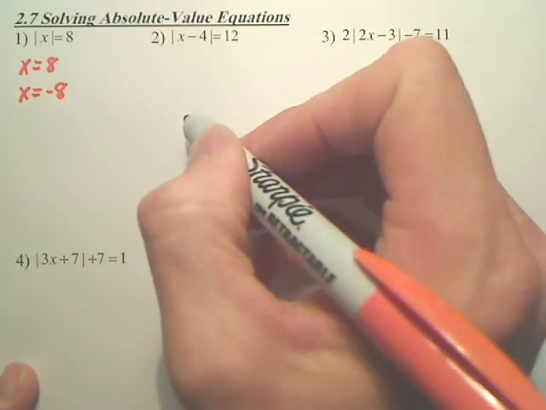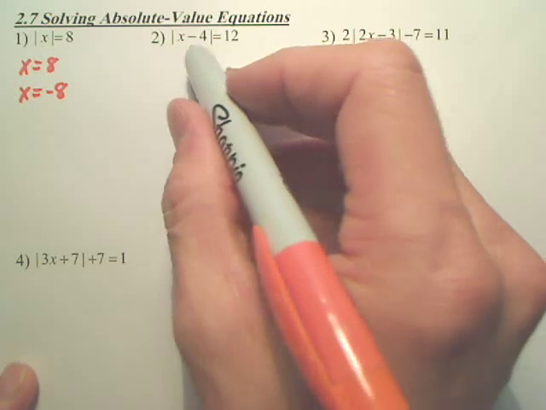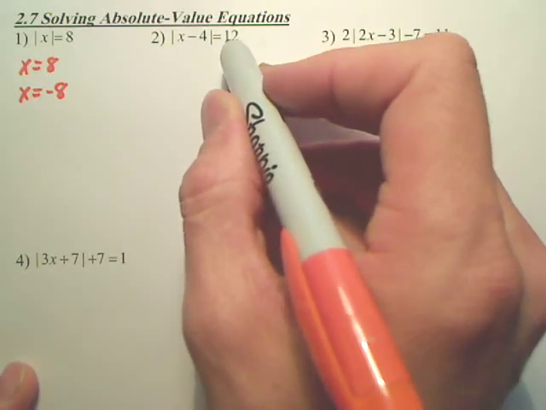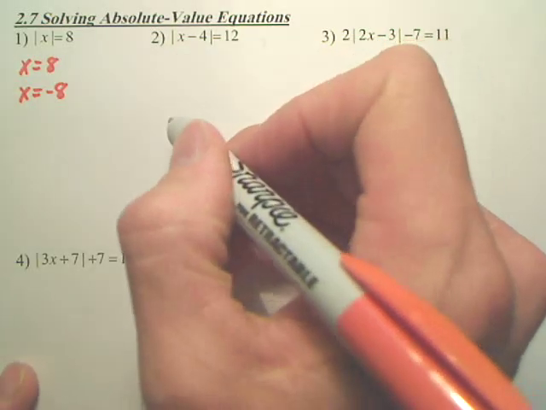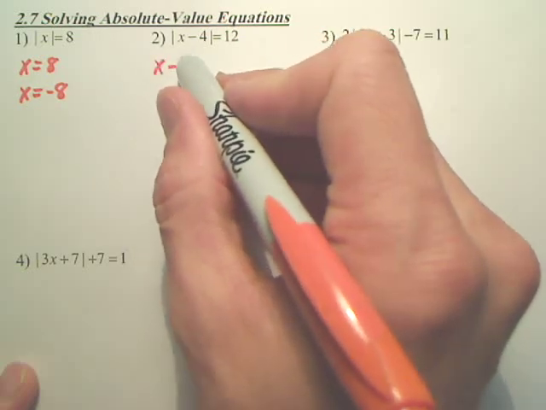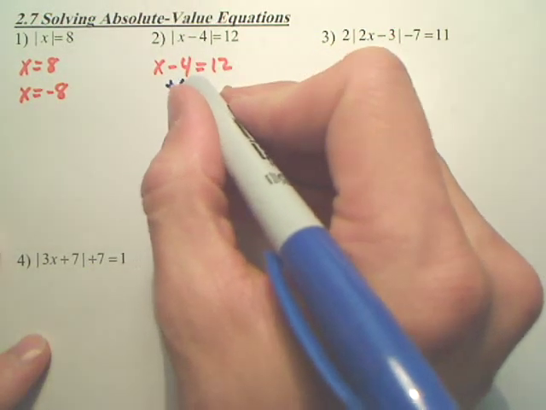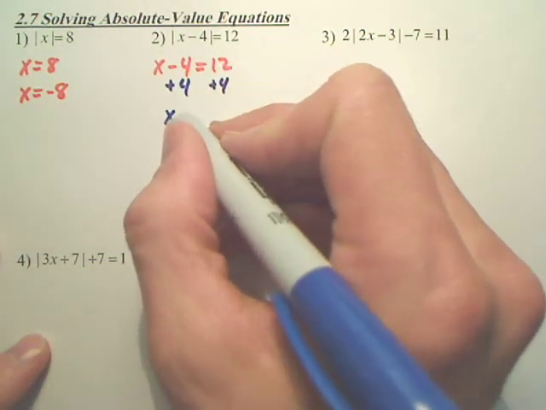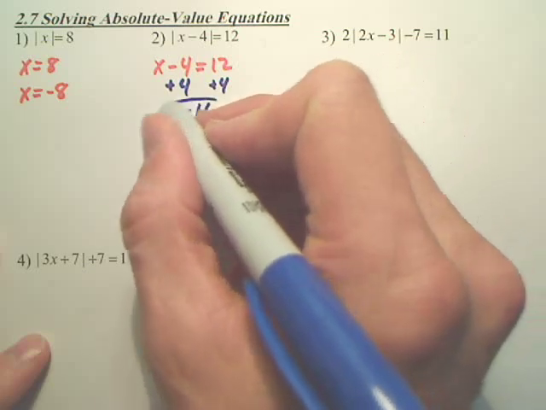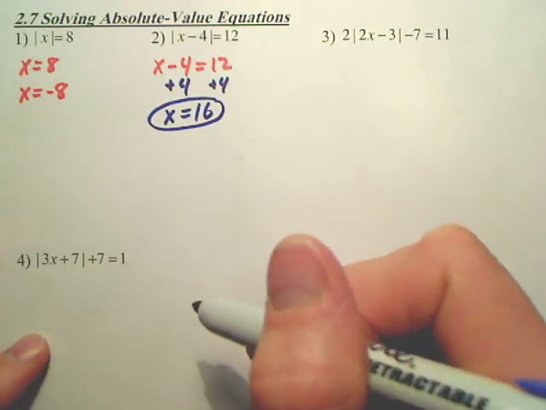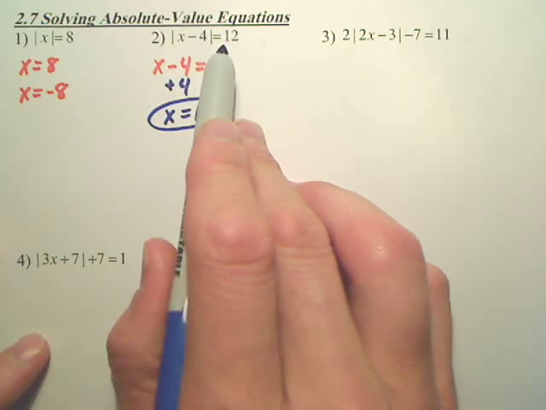Looking at number 2. What numbers will give me 12? Well, could some of you see 16 works? Because look at this. Doesn't x minus 4 equals 12? If I just simply solve that, if you add 4 to both sides, does 16 work? Does 16 minus 4 give you 12?